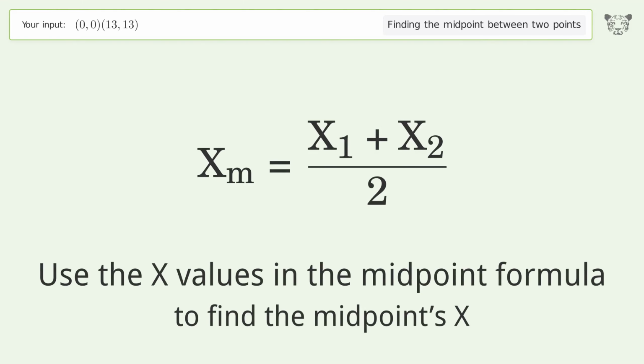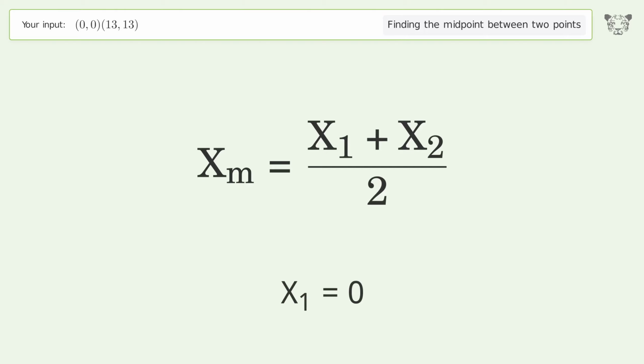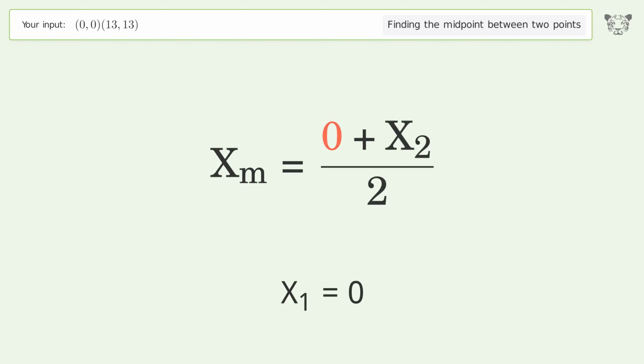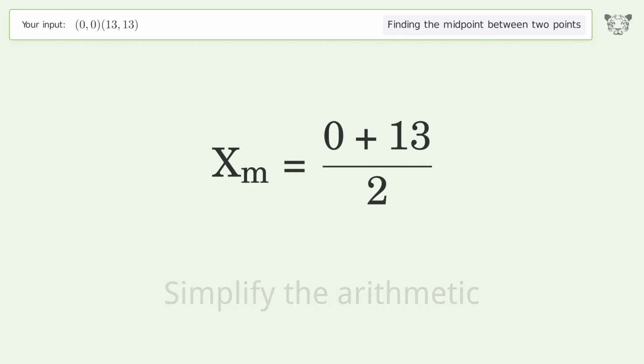Use the x values in the midpoint formula to find the midpoint's x. x1 equals 0. x2 equals 13. Simplify the arithmetic.